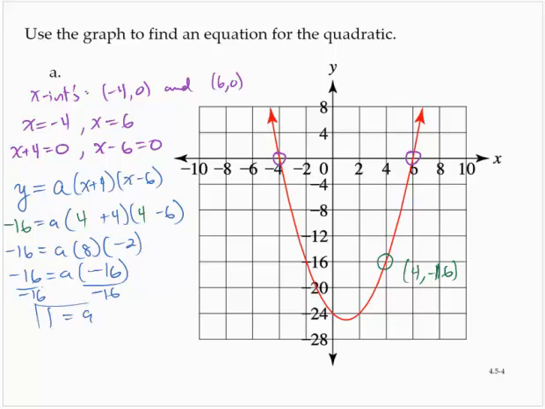A is 1. So then revising our model, y is equal to 1 times (x plus 4) times (x minus 6). And if we multiply that all out, we will get y is equal to x squared minus 2x minus 24. And notice that the y-intercept is -24, which matches with our graph.